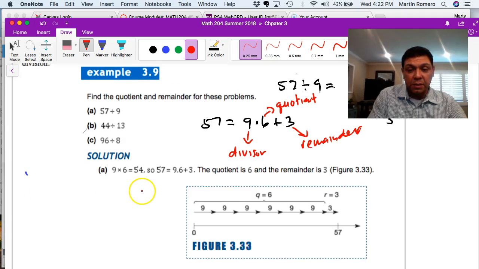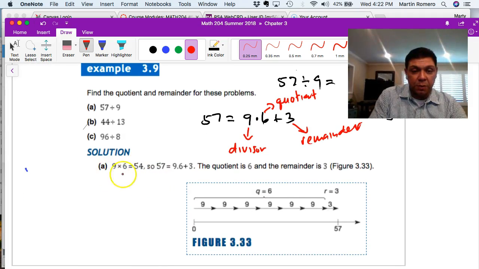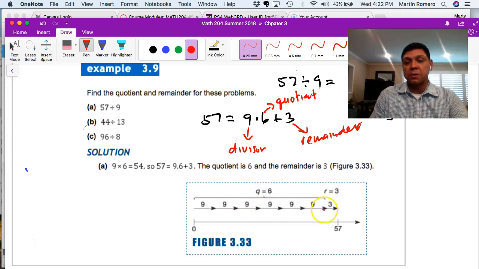If we continue to look on here, the first one is what I did, but it's also what the textbook did. And so you can see here's 57. How many 9s go into 57? That's 6, so that's called the quotient, right? And then the remainder, what's left over, is 3. So you can physically see how many 9s go into 57, and there's a remainder of 3.